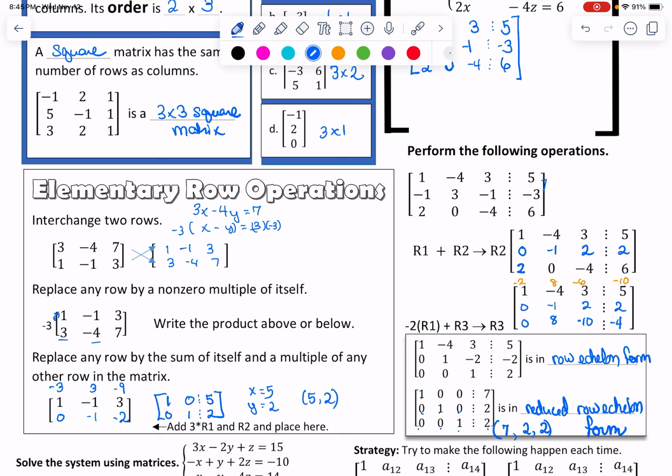Well, it still has this downward diagonal of 1s, but instead of all of the other coefficients being zeros, the bottom 3 are zeros, and we have some others that are not.